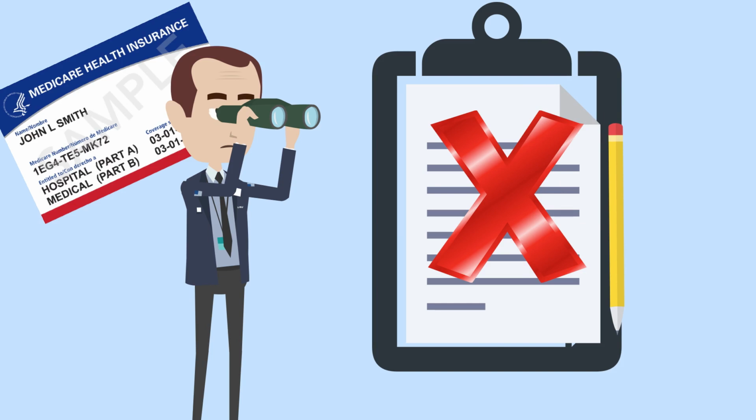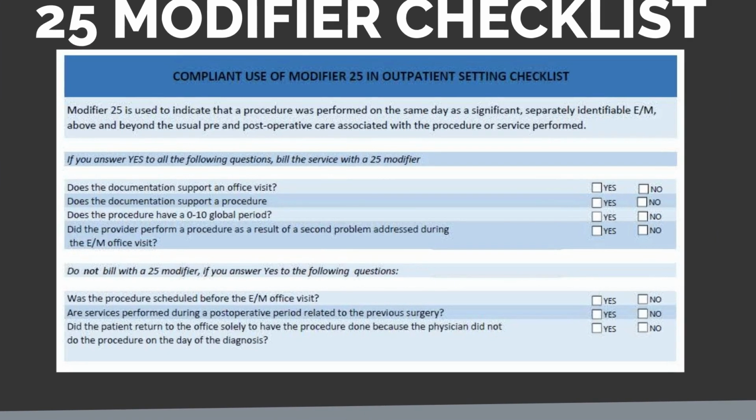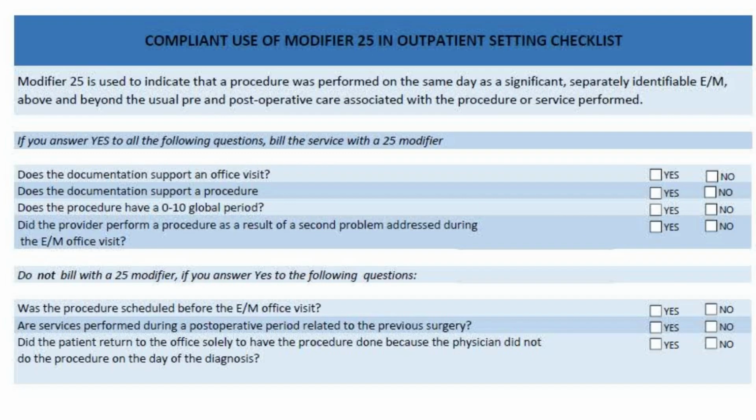While compliantly billing the E&M service with Modifier 25 requires some judgment, this checklist might be of assistance in making that determination. Let's go over the checklist. If you answer yes to all of the following questions, you are able to bill the service with a 25 modifier. Let's start. Does the documentation support an office visit?